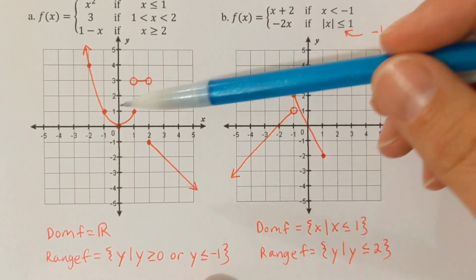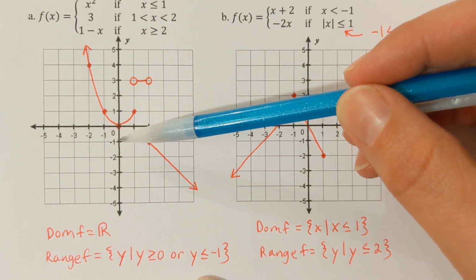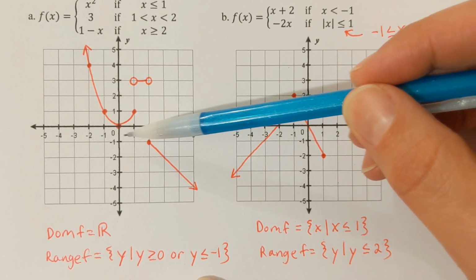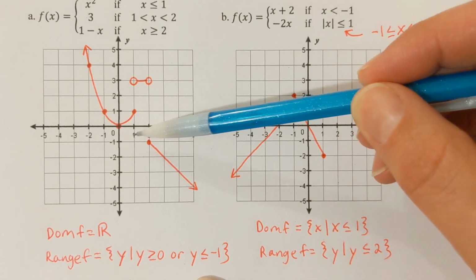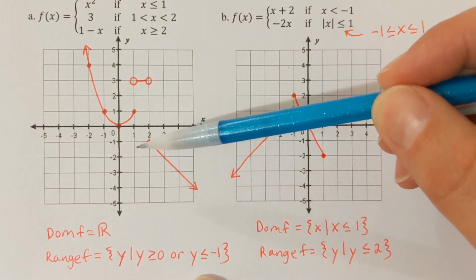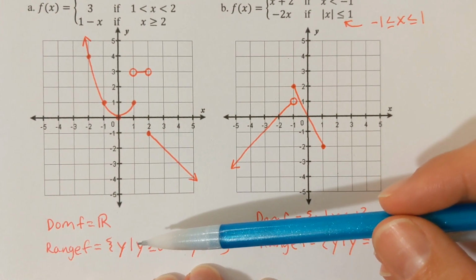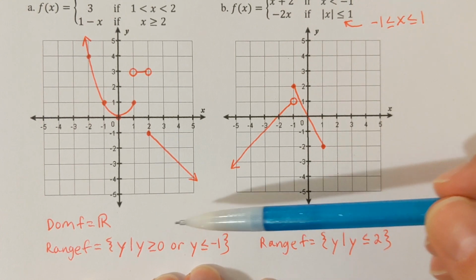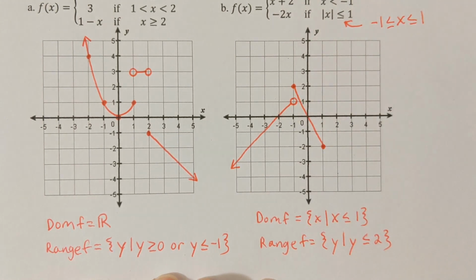Well, I'm not going to be on the graph if I'm between -1 and 0, and I look to the left or to the right, because there's no graph between those two numbers there. Okay. So I'd say the set of all y such that y is greater than or equal to 0, or y is less than or equal to -1 if I'm using set notation.